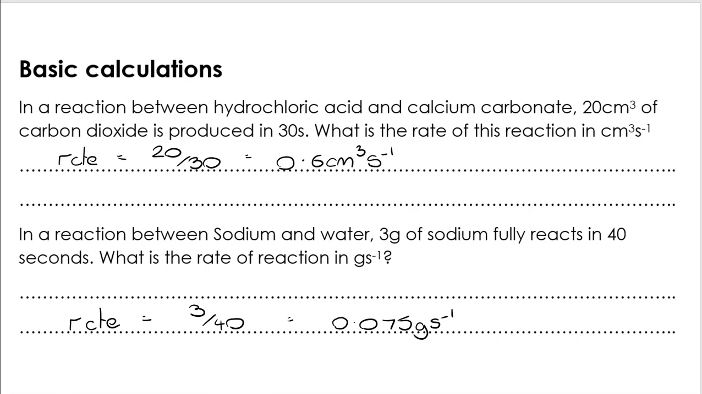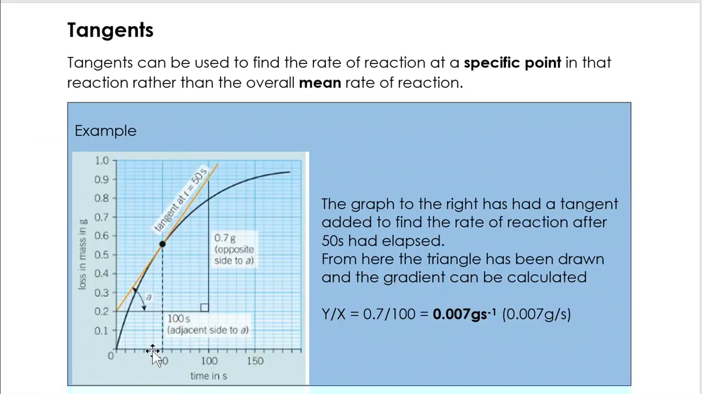Now, that tells us the mean rate of reaction, but actually that isn't always useful, because a rate of reaction is not uniform. It doesn't stay the same from beginning to end. It will actually always start off fastest and eventually slow down till it stops, for reasons that we will discuss in later videos. But we can see here that if I wanted to know the rate of reaction at 50 seconds, I'm going to start by drawing a tangent to the line at 50 seconds.